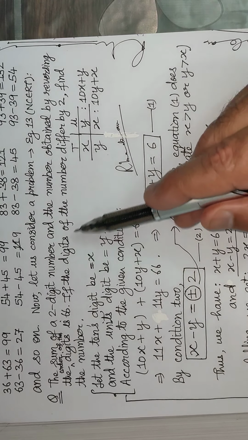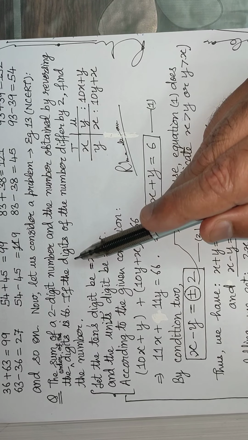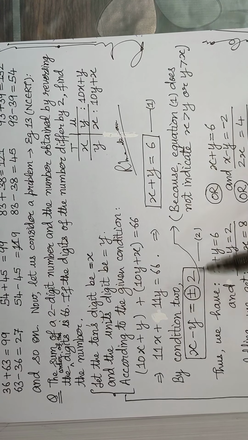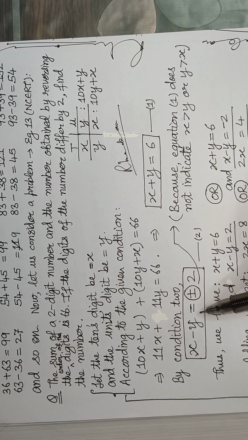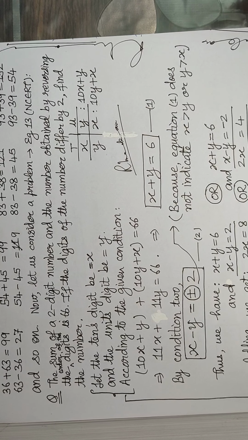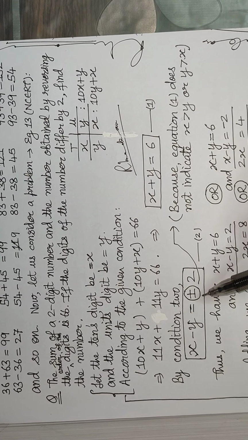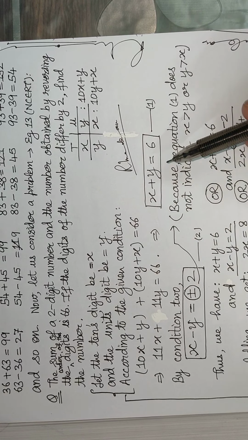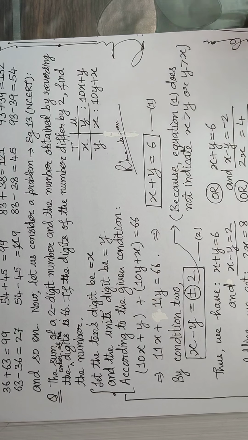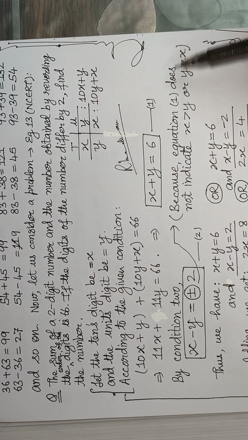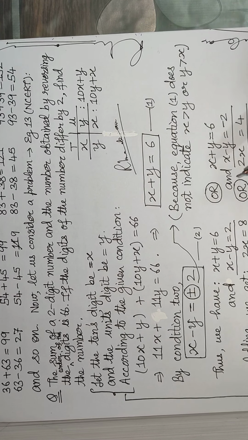So when the second part of the question says, if the digits of the number differ by 2, since we now do not know whether x is bigger or y is bigger, we take x minus y equal to plus minus 2. I hope you have understood very clearly when we are going to use plus minus 2, because we have failed to identify whether x is bigger or y is bigger. Generally, this is revealed by the first statement.